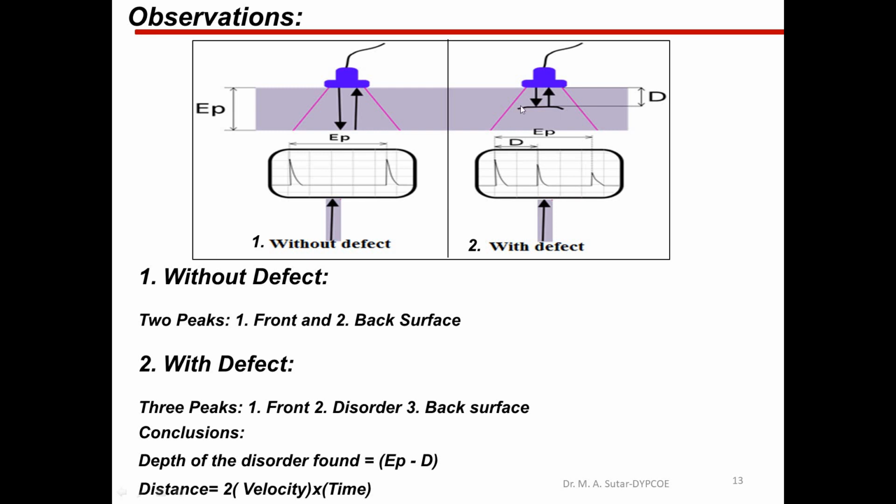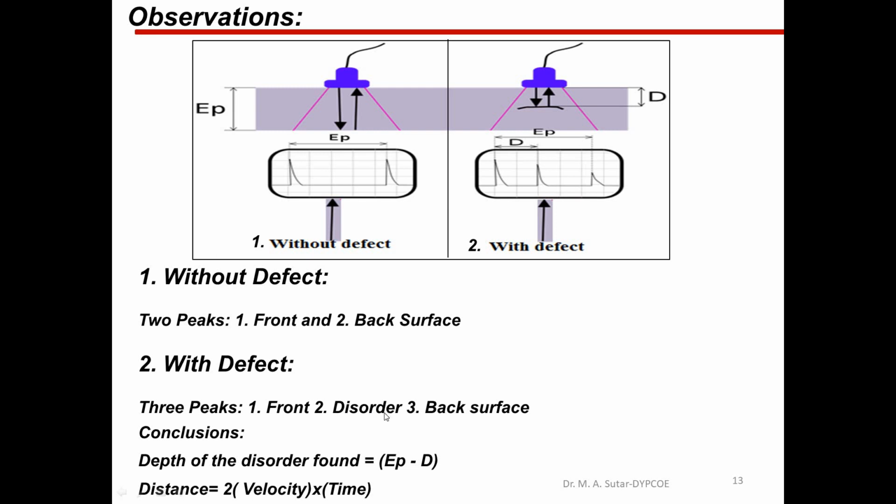With a defect inside like this, the sound is going to reflect not only from the front and the back surface, but it is also going to reflect from this disorder. So one more peak is going to be there, and that is how we can say that without a defect we will have only two peaks, front and back. And with the defect, in addition to the front and back echo, we are going to observe one more peak, with respect to the disorder.